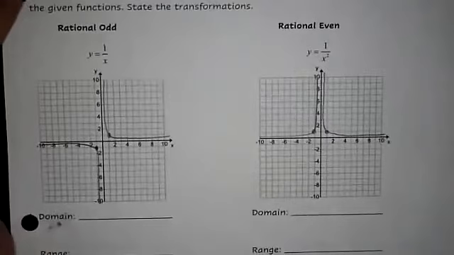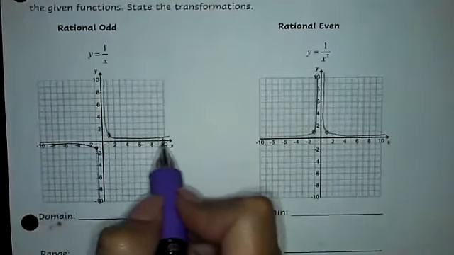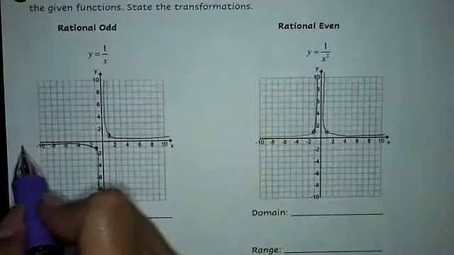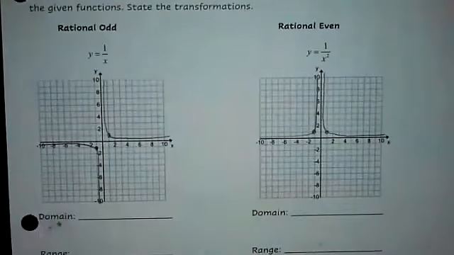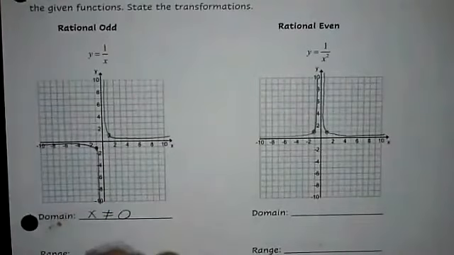Now what an asymptote does is it guides your end behavior. So as it gets closer and closer here to our asymptote, it's going to get closer and closer, but never touch. And then it will follow that forever. So our domain is all real numbers except for 0, and our range is all real numbers except for 0.